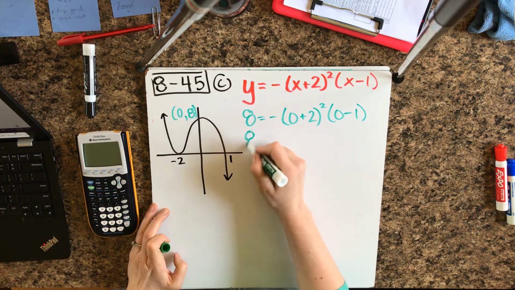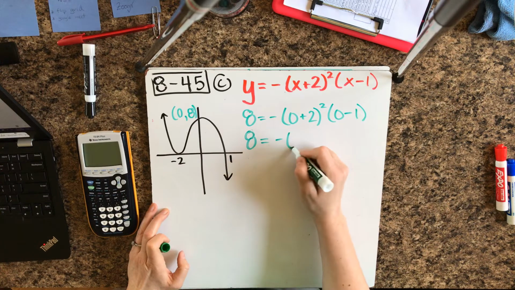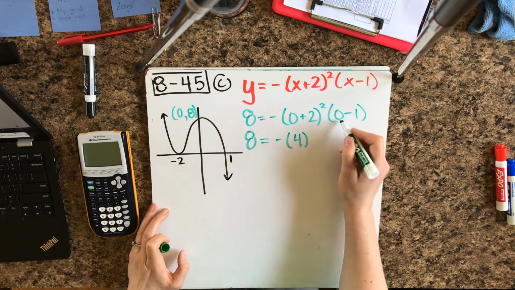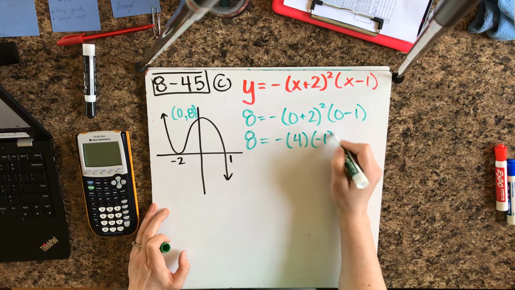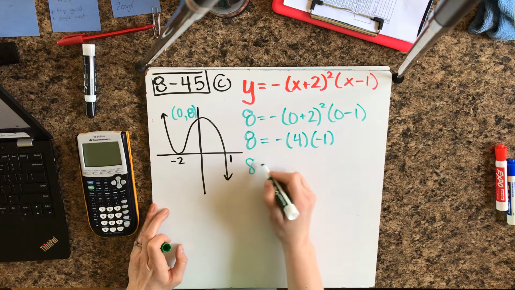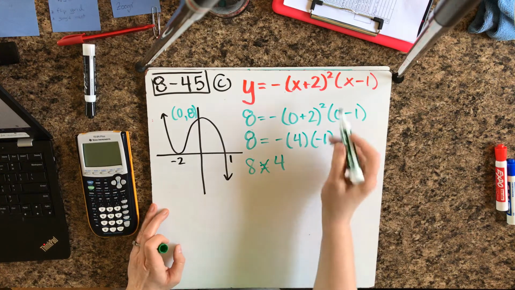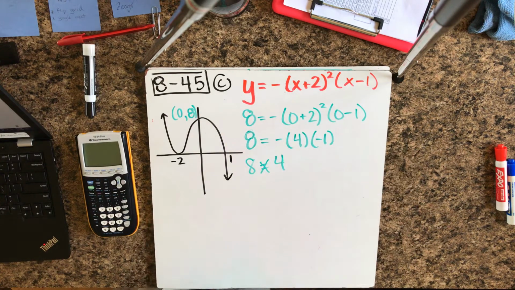Okay, let's leave the 8 alone. I have a negative there. 0 plus 2 is 2. 2 squared is 4. 0 times negative 1 is negative 1. If I multiply the right side out, I get a positive 4. But those are not equal. That means I don't fully have the equation.